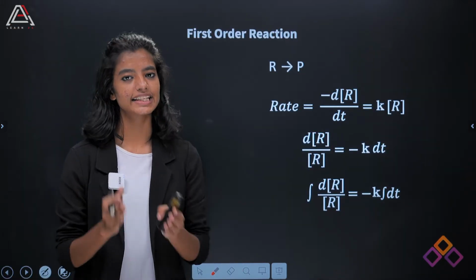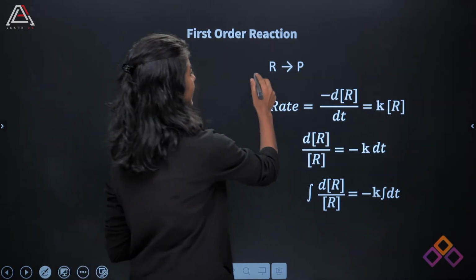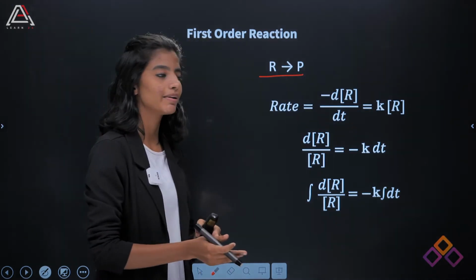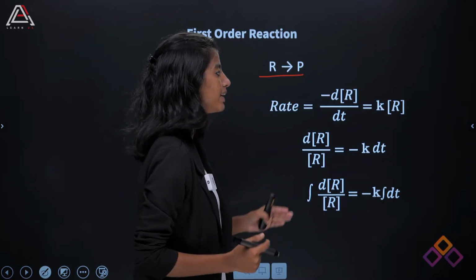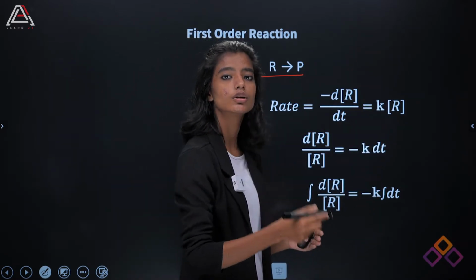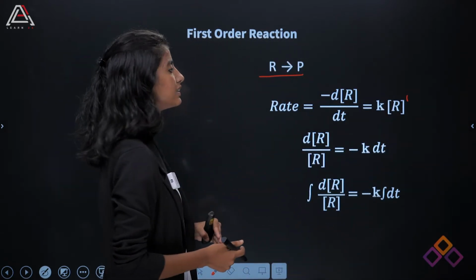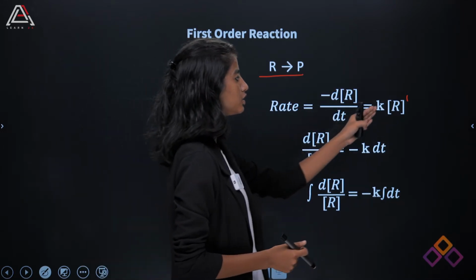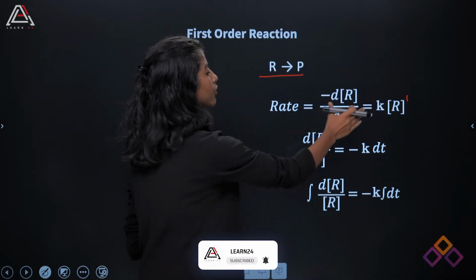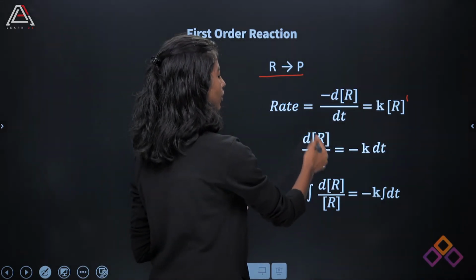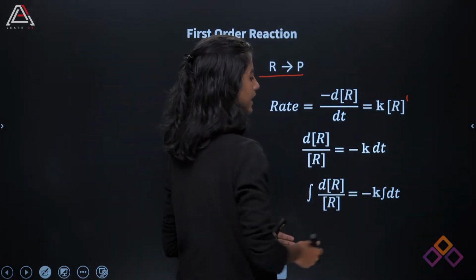Now let's learn the integrated rate equation for the first order chemical reactions, where the reactants will become product and the rate will be equal to minus d concentration of R divided by dt, and that will be equal to K, rate constant, into the concentration of R power 1, because we are determining for the first order chemical reaction. The concentration of R power 1 is also equal to the concentration of R, right? Yes. And now we can rewrite this equation as d concentration of R divided by concentration of R will be equal to minus K dt.